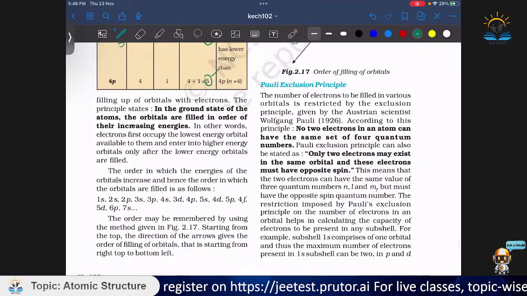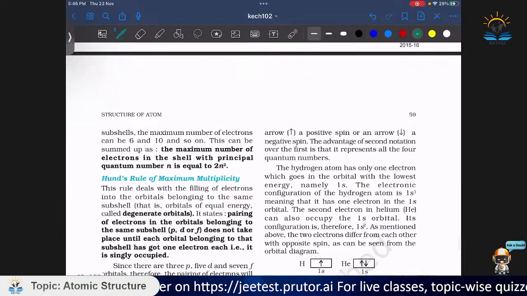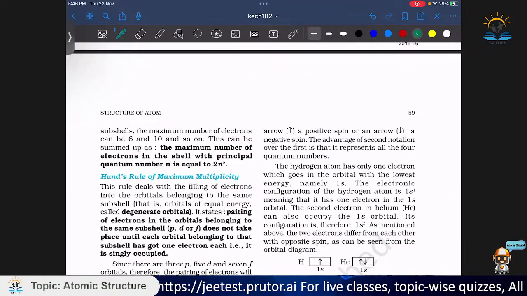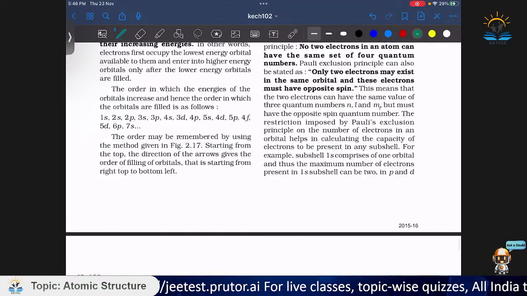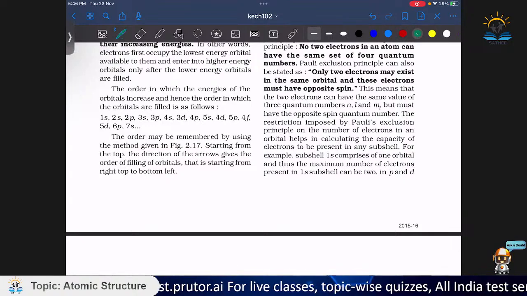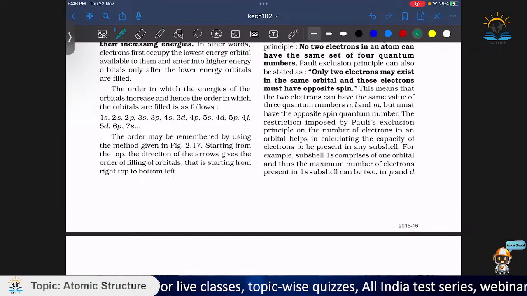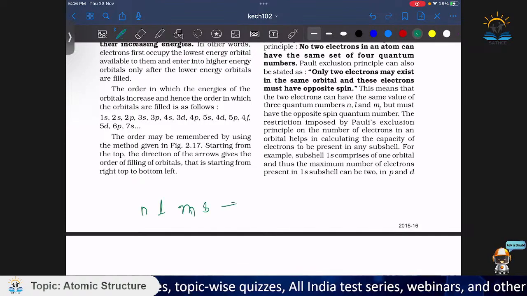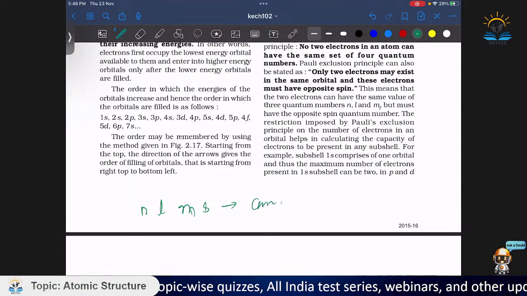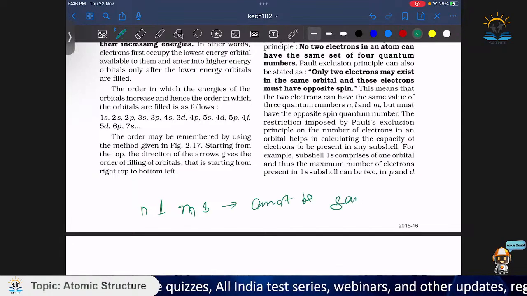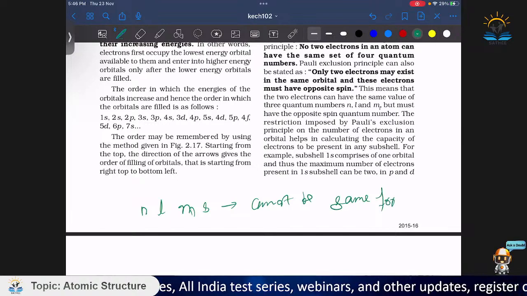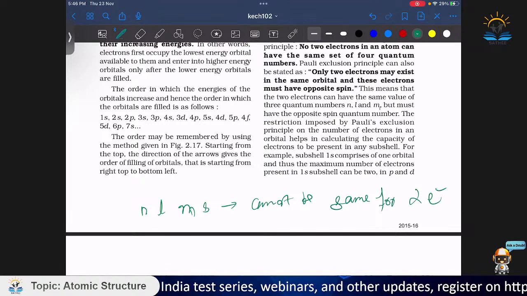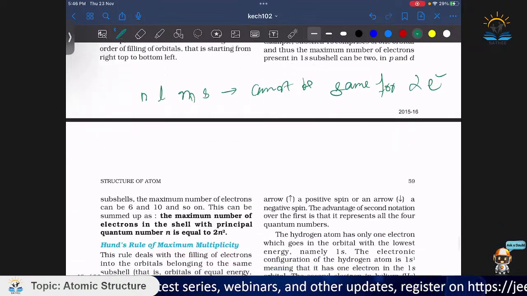Next, Pauli's exclusion principle. It says that two electrons may exist in the same orbital and these must have opposite spin. So n, l, m and s cannot be the same for two electrons. Two electrons cannot have the same quantum numbers.